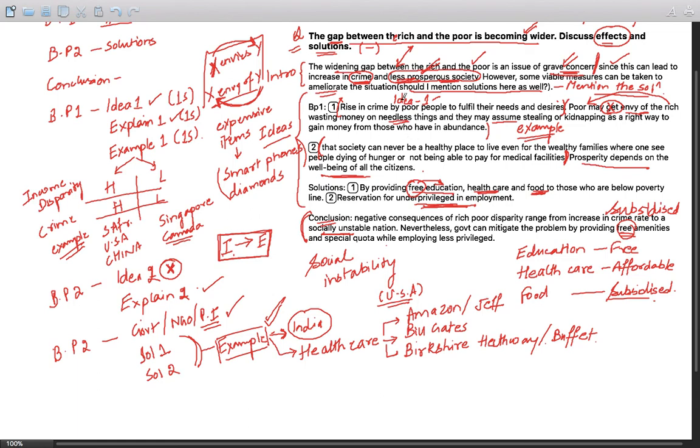The idea one was very well expressed. Again, the example is missing. So this answer is devoid of examples, and with enough examples, this could have been an excellent response.